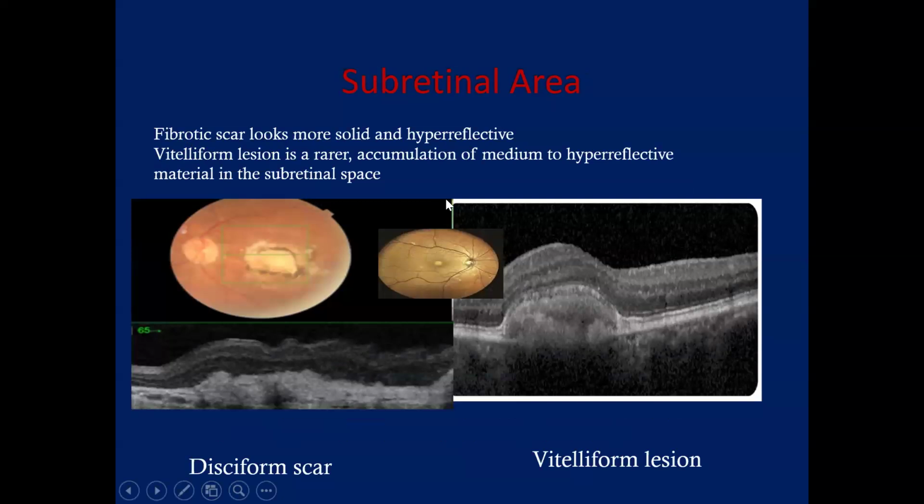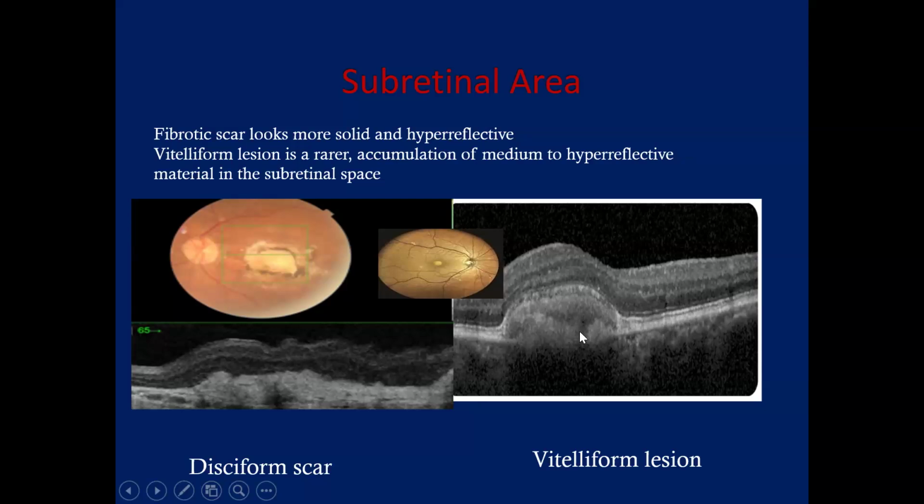But you can still have fibrous scar in the subretinal area. This is extension of sub-RPE scar, coming into the subretinal space. In the patient with extensive disc-shaped scar, you can appreciate on OCT extensive hyperreflective material where there is no fluid. But sometimes there is another type of hyperreflective material.